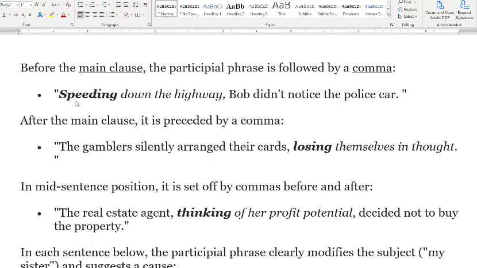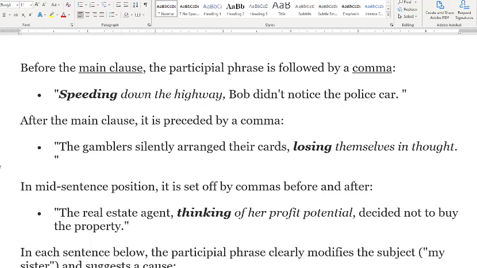Now, you'll notice that speeding down the highway is not a complete sentence. So if you wanted to include that, you would have to lengthen it. For instance, you could say Bob was speeding down the highway, period. Bob didn't notice the police car. While you can include that, it sounds a little choppy. So what writers like to do is use some of these participial phrases just to attach it to the complete one. If you're using it at the beginning, you'll need a comma after that phrase.